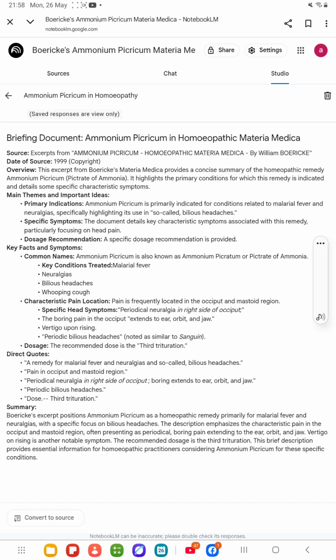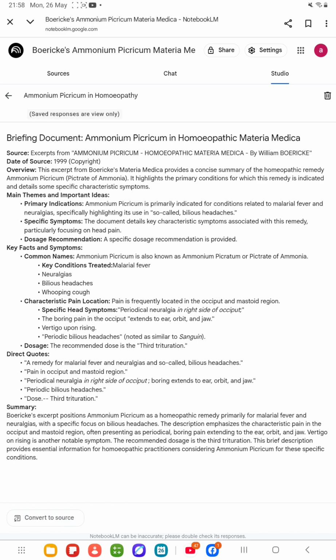And one last thing from this excerpt. It actually mentions how to prepare it or use it. Correct. It specifies the third trituration. Third trituration, what's that? So in homeopathy, trituration is a method. It involves grinding a substance, usually with lactose, like in a mortar and pestle. It's often used for things that don't dissolve easily. The third refers to a specific stage or level in that grinding and dilution process, and that was crucial practical information for anyone using Boericke's text.